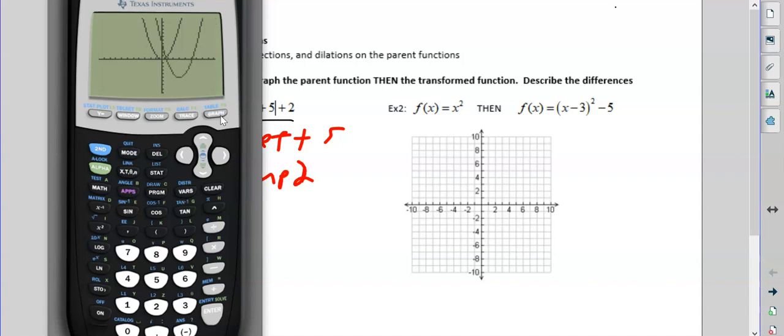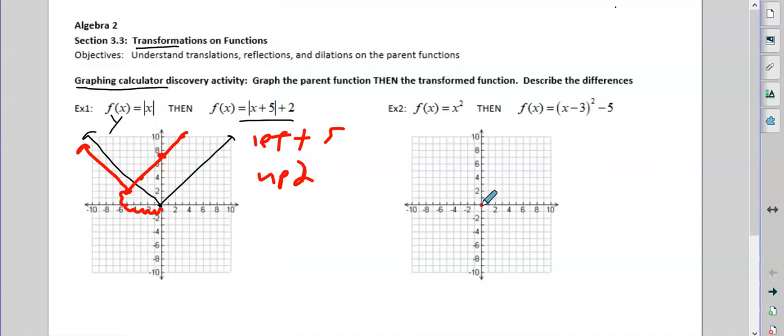All right. So the first one, you could look at the graph on the table. I know what they are. So it's 0, 0, negative 1, 1, 1, 1, 2, 4, negative 2, 4, 3, 9, negative 3, 9. And that's your happy parabola right there. All right. Now let's see where the other parabola is.